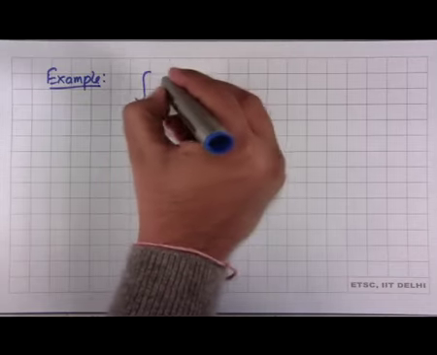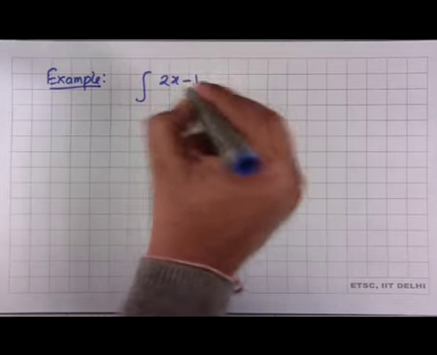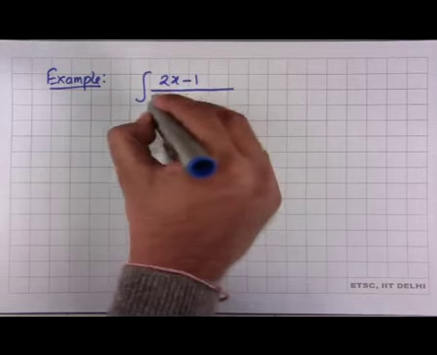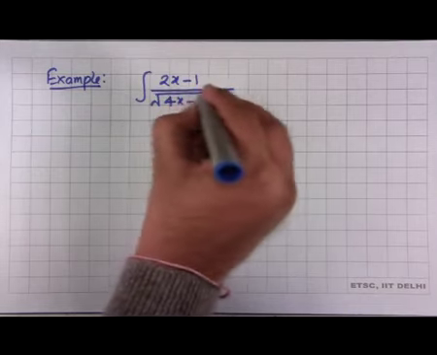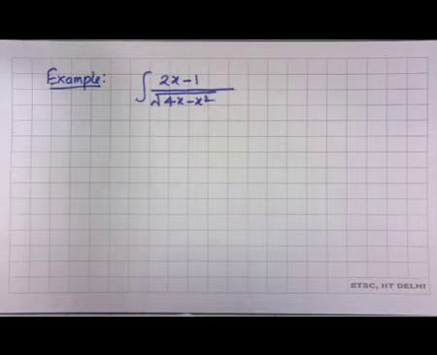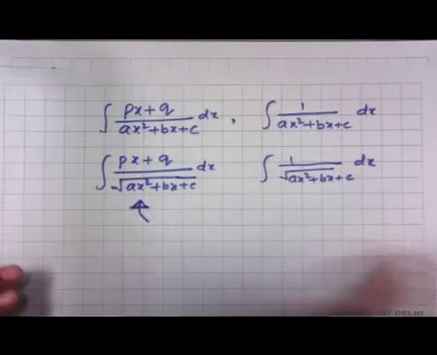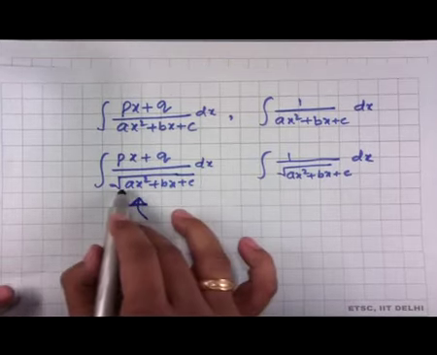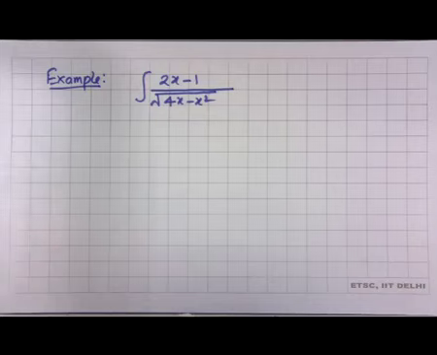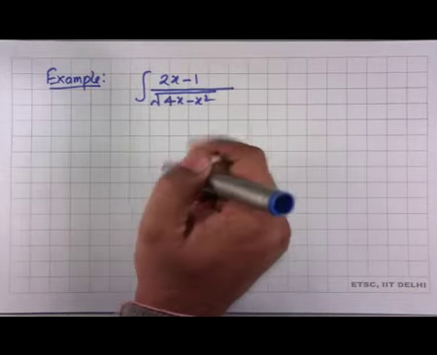We need to integrate 2x minus 1 over square root of 4x minus x squared. So, if you compare it with the form px plus q over square root of ax square plus bx plus c, notice that here a is negative, minus 1.